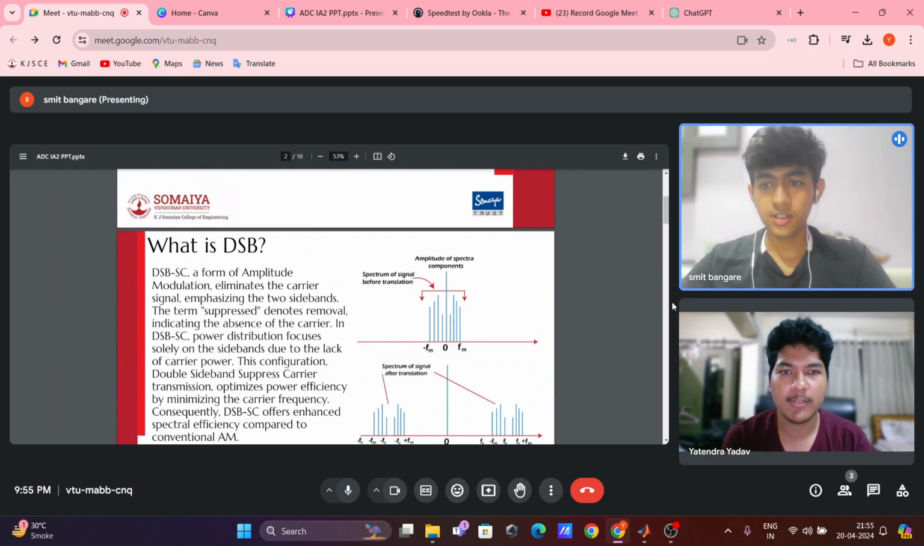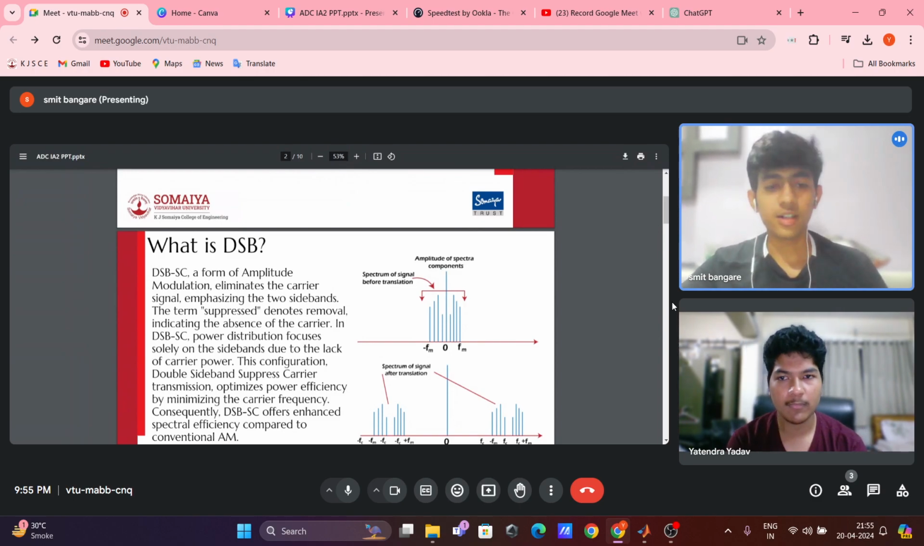DSBSC stands for double sideband suppressed carrier. It is a modulation technique where both sidebands of the modulated signal are transmitted, but the carrier signal is suppressed. This simplifies the transmission process and saves bandwidth because only the sidebands, which contain the information, are sent. It's like sending a letter without the envelope. The content is still there, but the carrier, which is the envelope, is discarded.